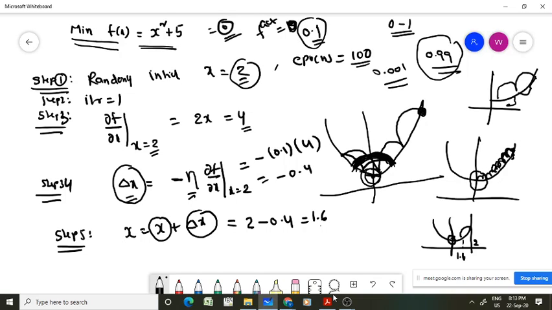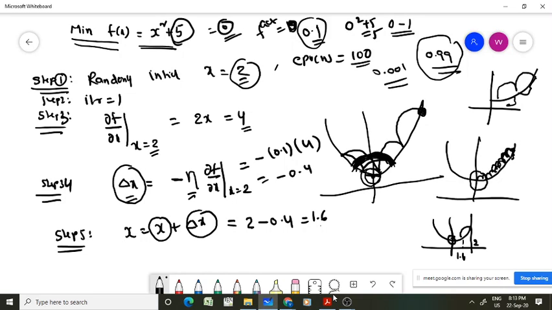Not the actual value. Actual value means at what value of x your function will be minimum. So at x equal to 0 your function will be minimum, right? That is equal to 0 square plus 5, that is equal to 5. So that is the minimum value, right?